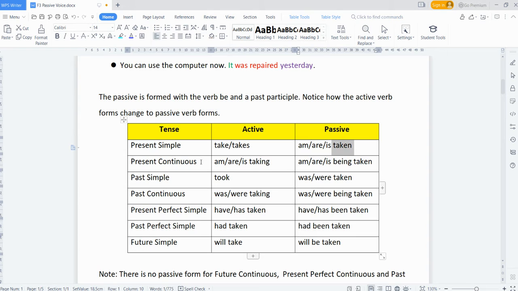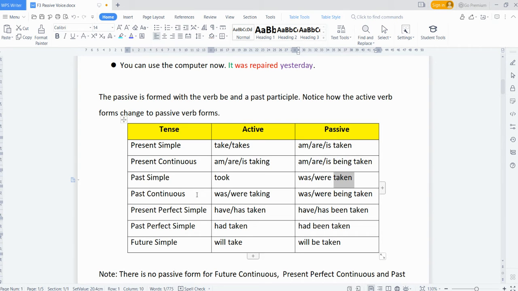Kalau ayat tu in present continuous, she is taking, they are taking, I am taking, the passive voice will be am or is plus being taken. Itu untuk present continuous, being taken. Taken is the past participle. This is the form lah. Kalau past simple, ayat tu dalam past simple, I took breakfast yesterday. So when you want to write in passive sentence, you must have this word was or were in front, and then the past participle which is taken.